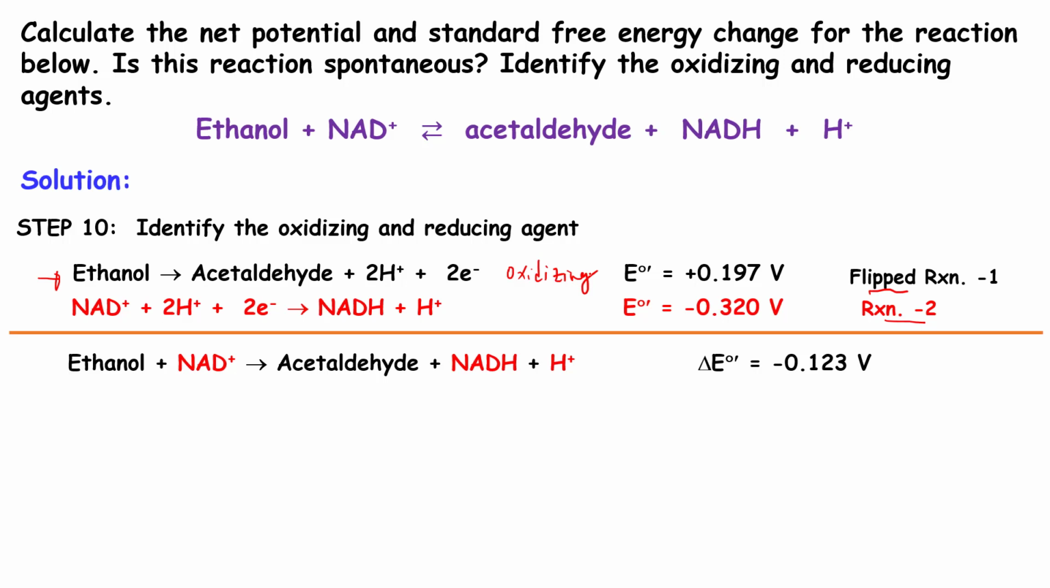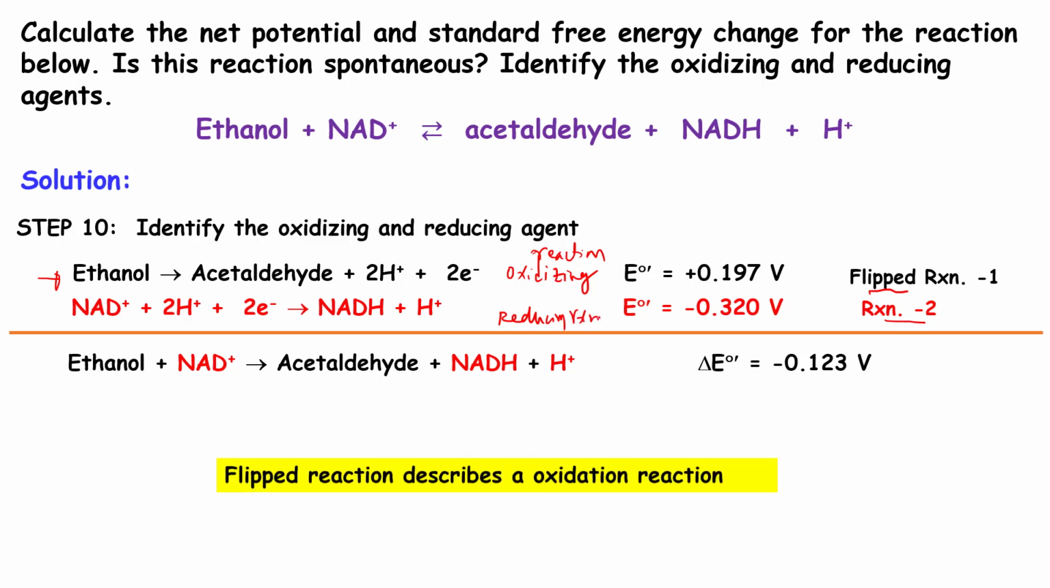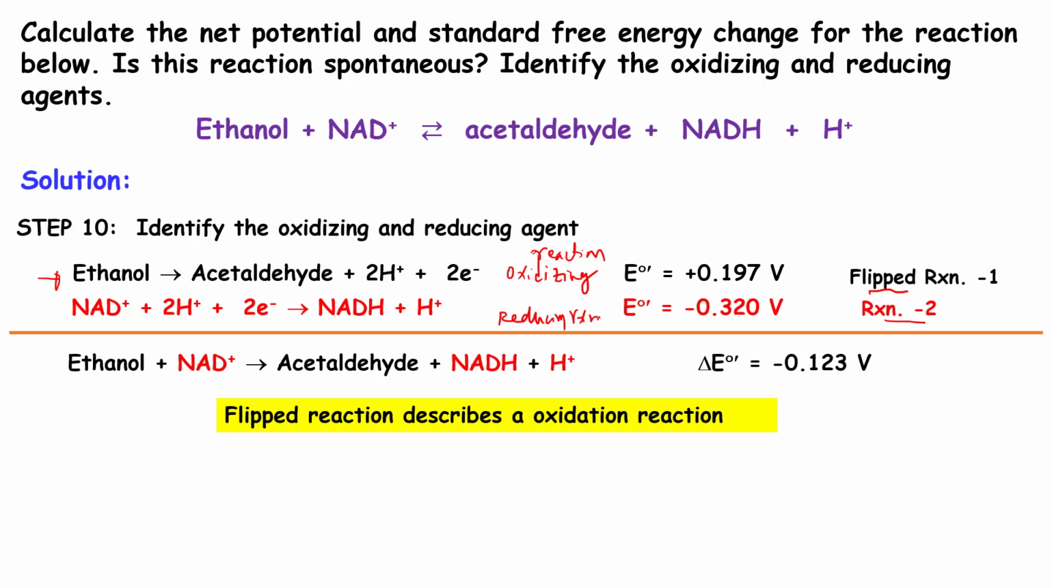So that means oxidation is happening in ethanol going to acetaldehyde plus 2H plus and 2 electrons. So that is the oxidizing reaction. The other one is going to be the reducing reaction. The second reaction is going to be our reducing reaction. Okay, so we have that. So the conclusion is the top reaction is the oxidation reaction.